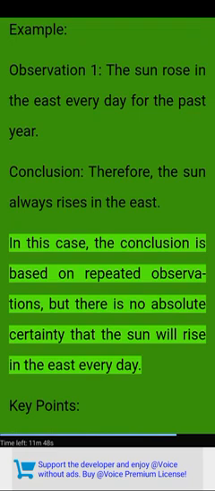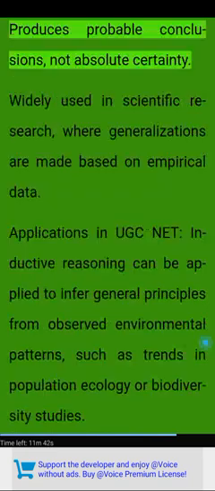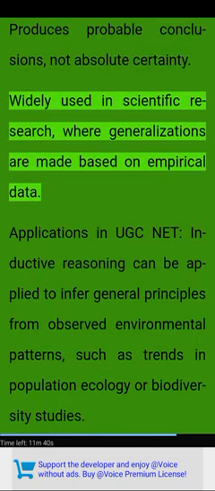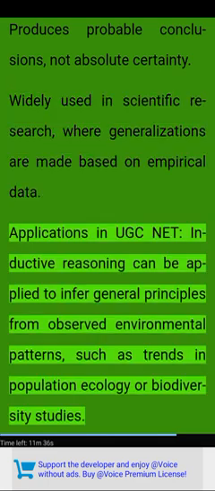In this case, the conclusion is based on repeated observations, but there is no absolute certainty that the sun will rise in the east every day. Key points. Produces probable conclusions, not absolute certainty. Widely used in scientific research, where generalizations are made based on empirical data. Applications in UGC NET. Inductive reasoning can be applied to infer general principles from observed environmental patterns, such as trends in population ecology or biodiversity studies.